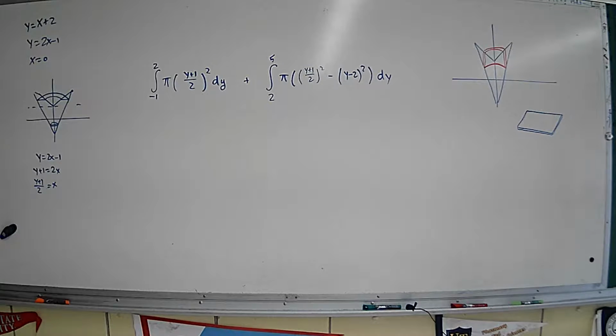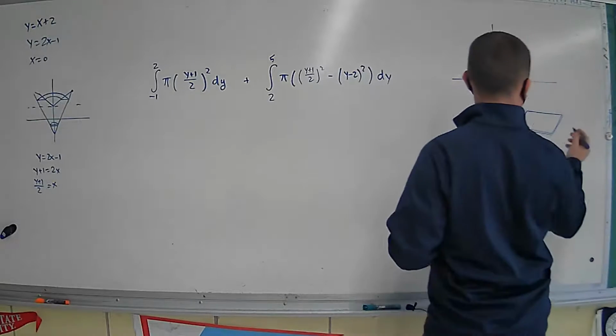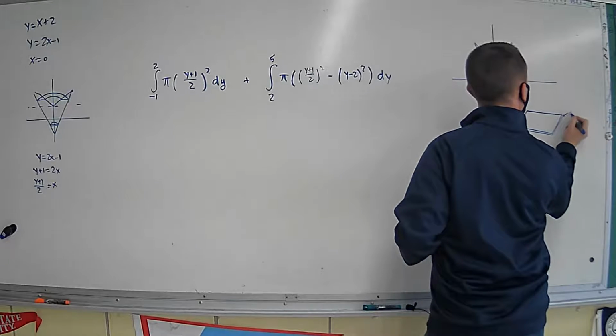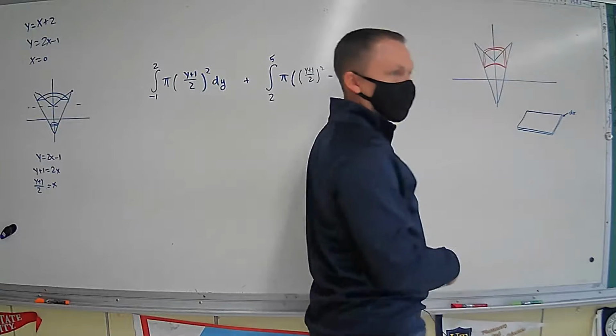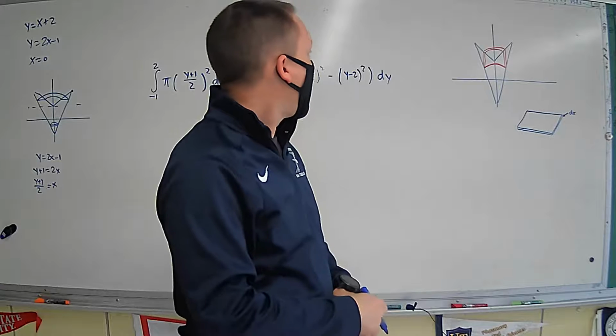So how thick is that tube? Is it dx thick or is it dy thick? It's dx, right? Because when the rectangle's vertical, that's dx. When the rectangle's horizontal, that's dy. So this is dx thick, or delta x, and then we make it go to 0.